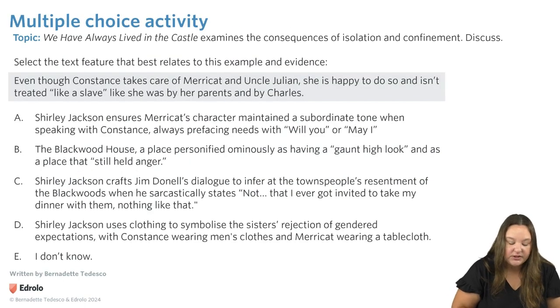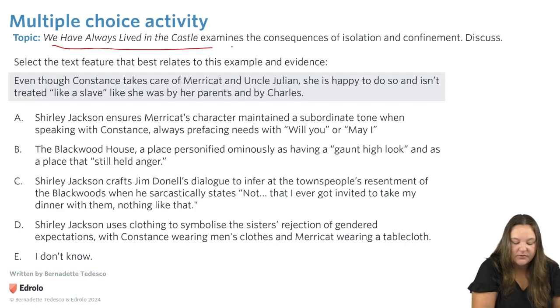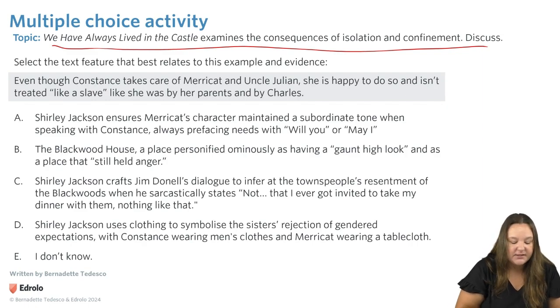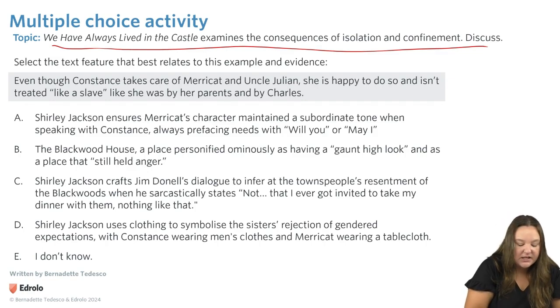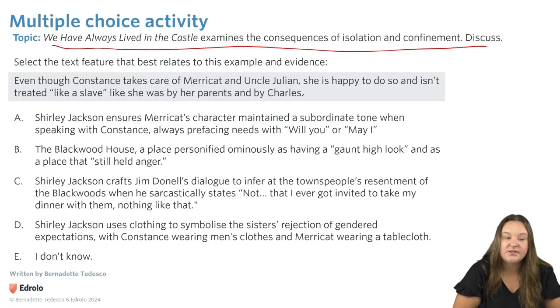What I would like you to do is see how you go at identifying a text feature that is relevant to the example and evidence we've included. So if the topic is We've Always Lived in the Castle examines the consequences of isolation and confinement, discuss. And the idea that is being, or the evidence that's being explored is that even though Constance takes care of Mary Cat and Uncle Julian, she's happy to do so and isn't treated like a slave like she was by her parents and by Charles.